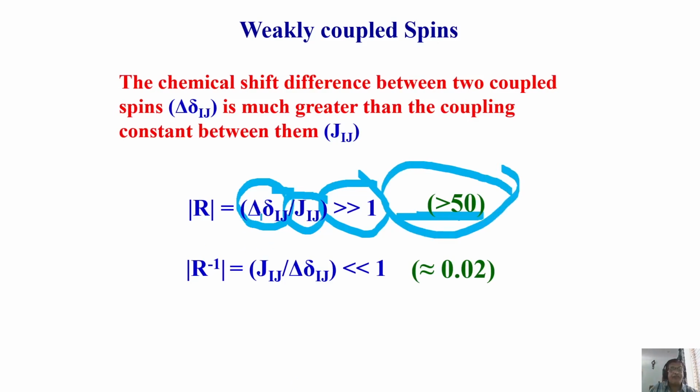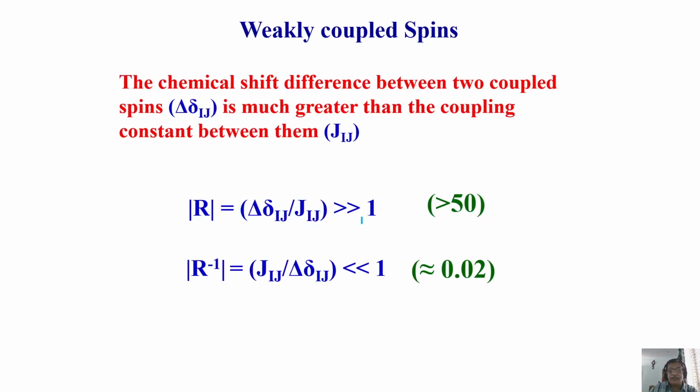On the other hand, take a chemical shift separation of only 20 hertz, with a coupling of 10 hertz. What happens? 20 by 10 is only 2. So it has to be sufficiently larger. Since the ratio is not very large, you call that spin system strongly coupled. Remember, a weakly coupled situation is one where the chemical shift separation divided by the coupling constant should be at least 50, more than 50.